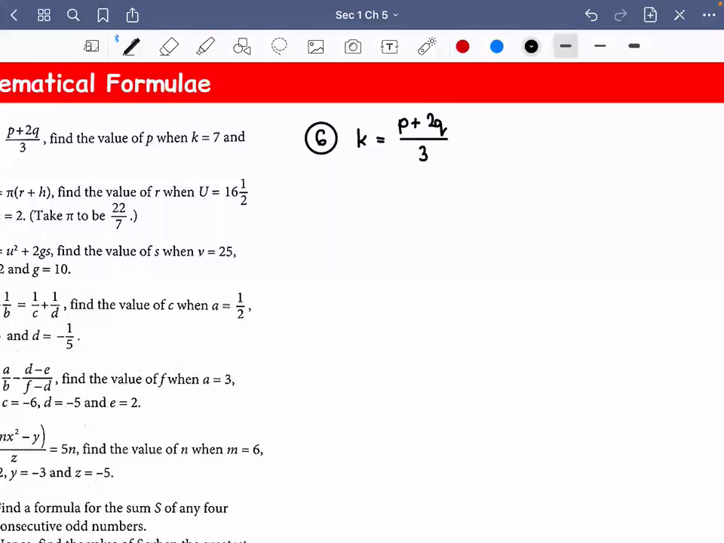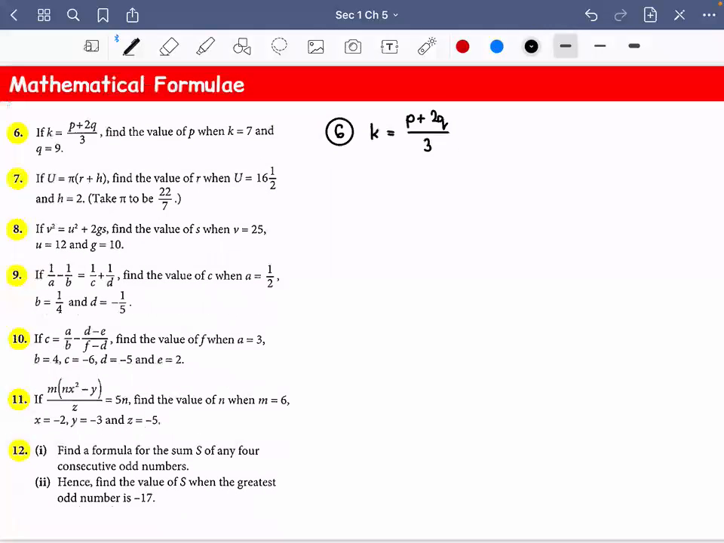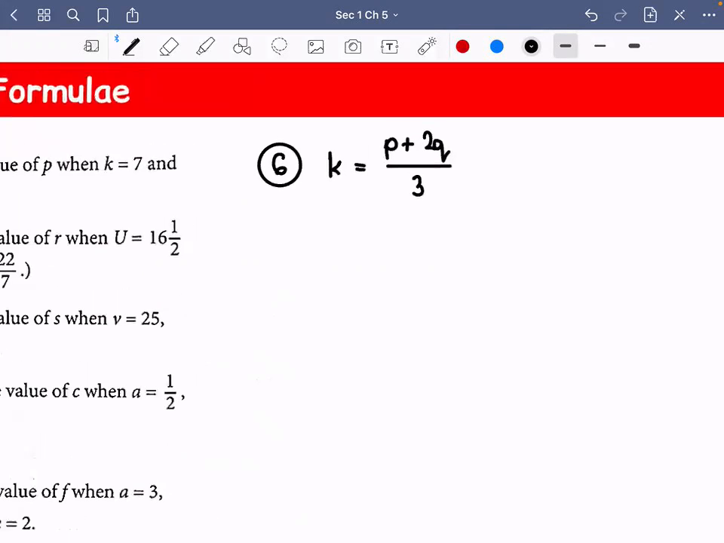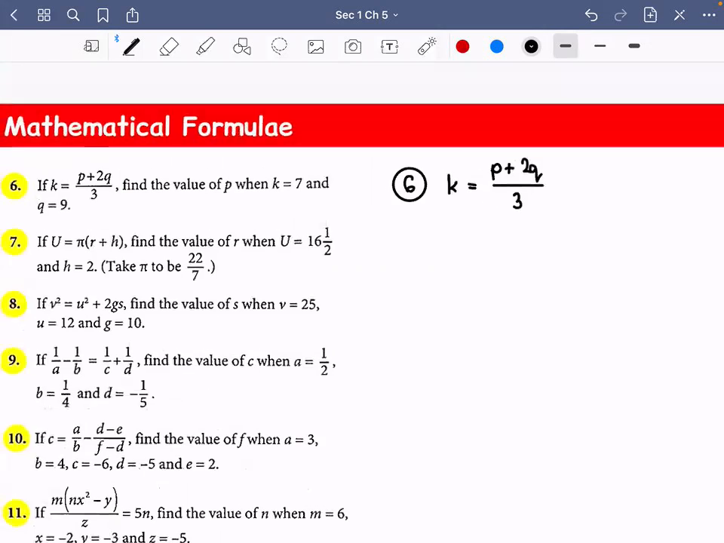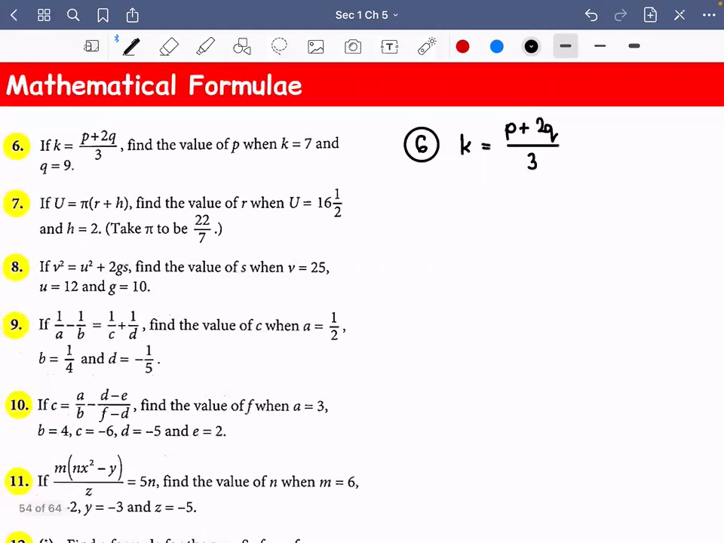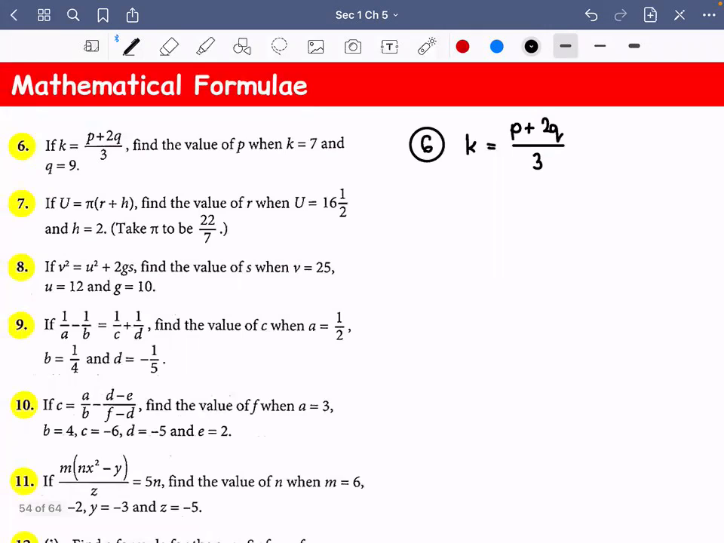So the question here is we need to find the value of P when K is 7 and Q is 9. So basically, we need to plug in the given values. So K is 7, right? Equals, P is missing, and then plus 2 times what is Q? Q is 9. Okay, that's over 3.